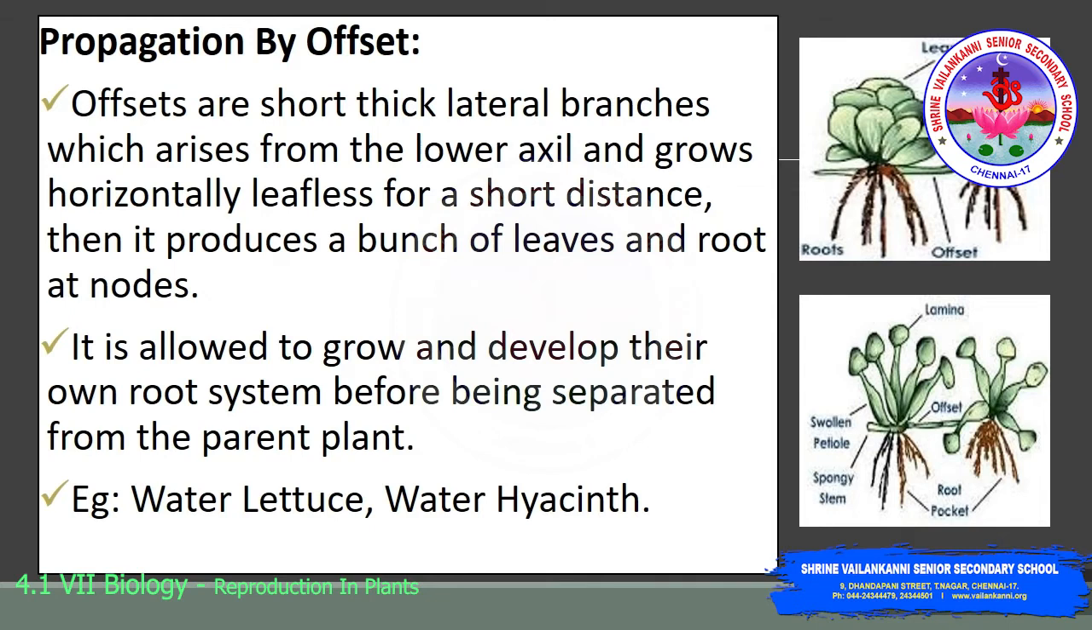The next is propagation by offset. Offsets are short, thick lateral branches which arise from the lower axils and grow horizontally leafless for a short distance. Then it produces a bunch of leaves and roots at the node. It is allowed to grow and develop its own root system before being separated from the parent plant. Examples of plants propagated by offsets are water lettuce and water hyacinth.